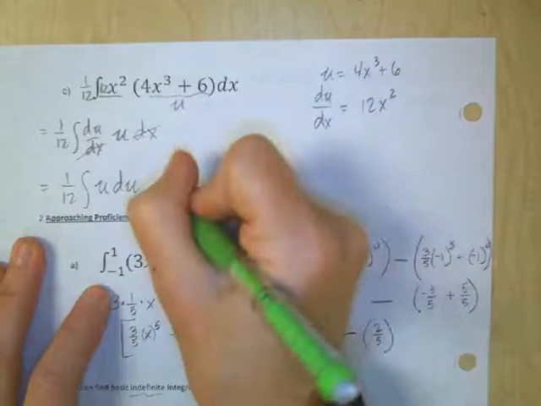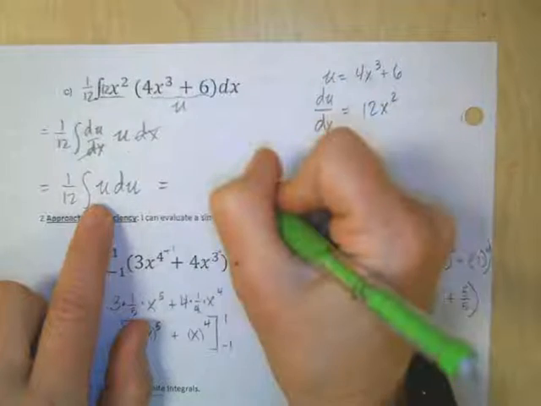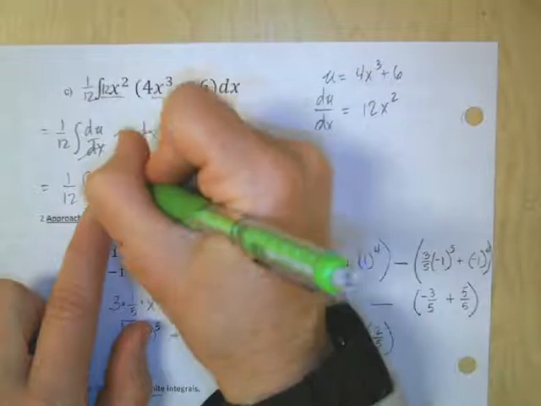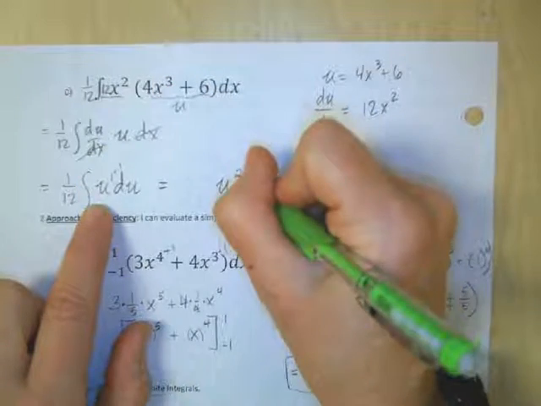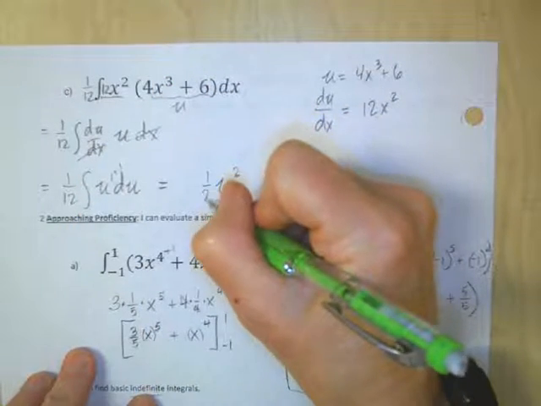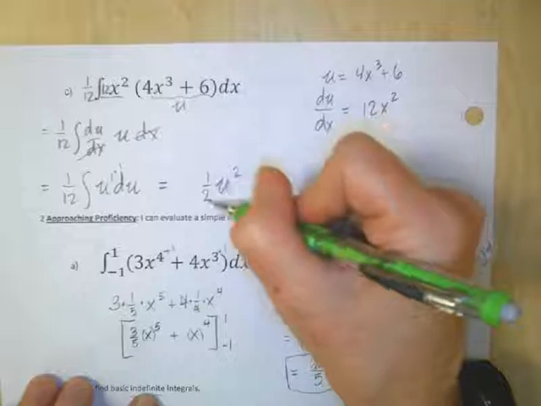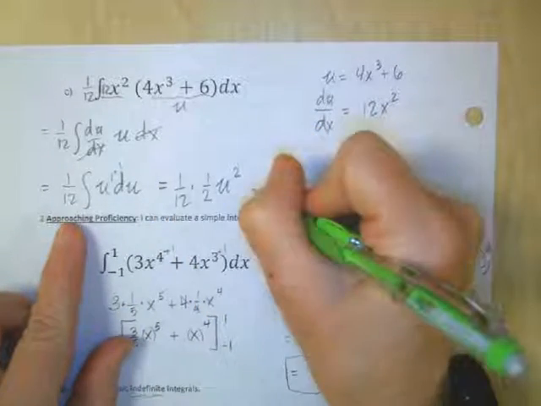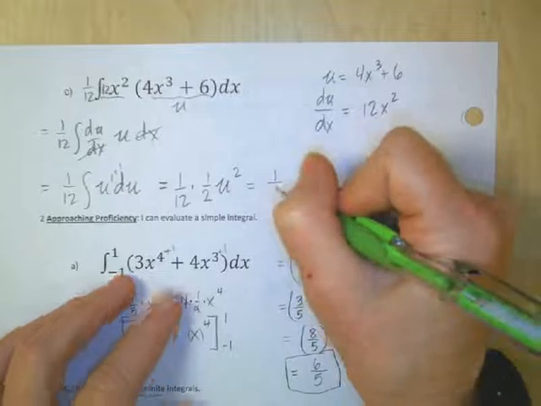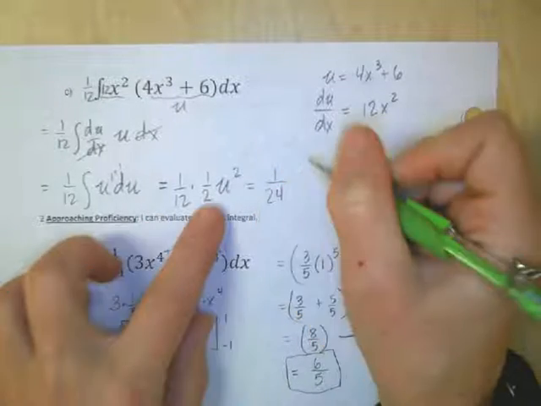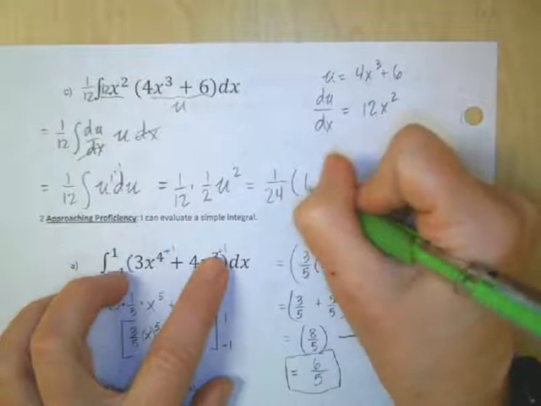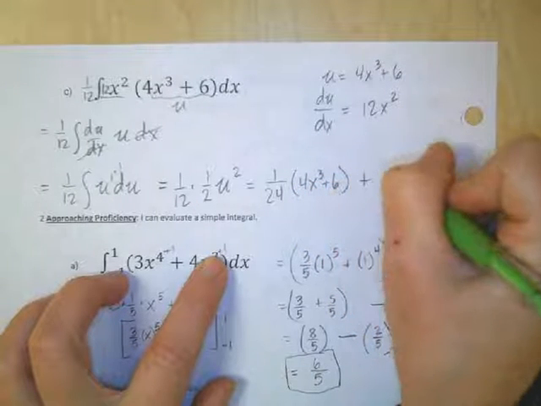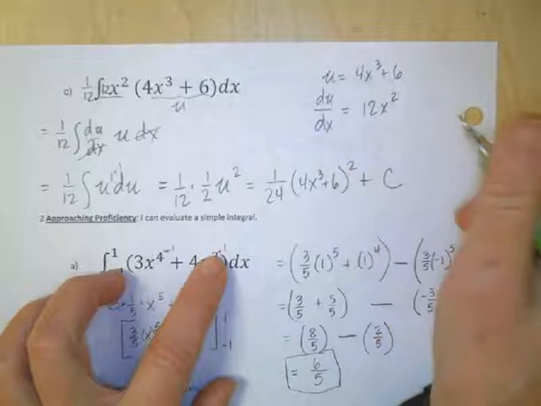So now I'll take the antiderivative, so I have u. This has an invisible exponent of 1, so I'm going to add 1 to that, and I get u squared times the reciprocal of 2, so 1/2. And don't forget my 1/12 over here. So that gives me 1/12 times 2 is 24, and I'll go ahead and substitute back in my u for x cubed plus 6, and don't forget my squared, plus c.